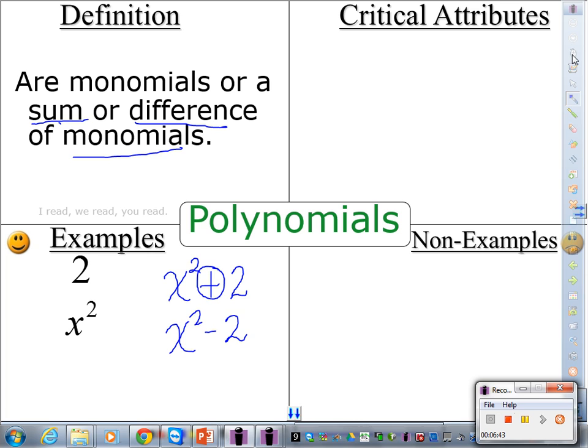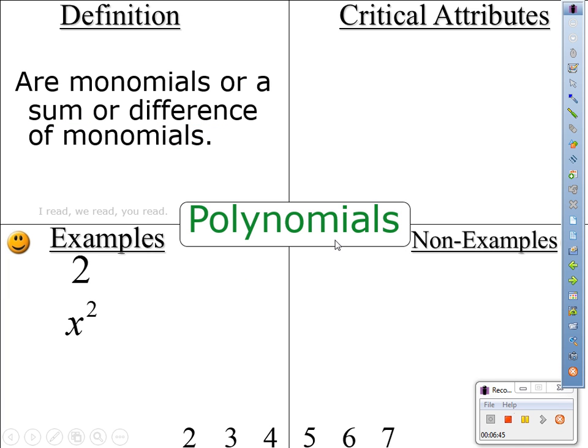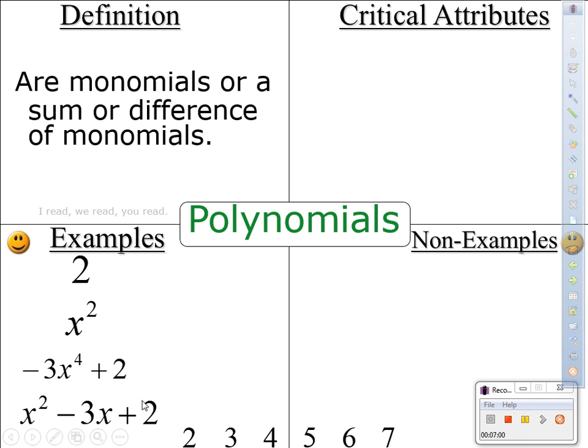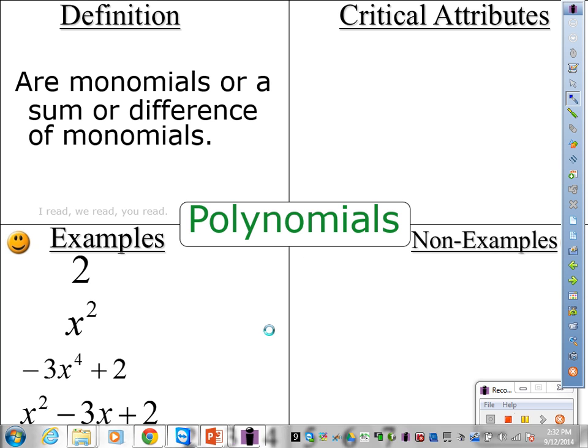So, let me show you some more examples. Look up, please. Look at this one. Negative 3x to the fourth plus 2. This is a monomial, this is a monomial, and there's a sum. That's why this is called a polynomial. Look at this one. Monomial, monomial, monomial, and there's sum and difference. You guys see that? Yeah. So this is also a polynomial. Okay? So now, before you copy that, check this out.